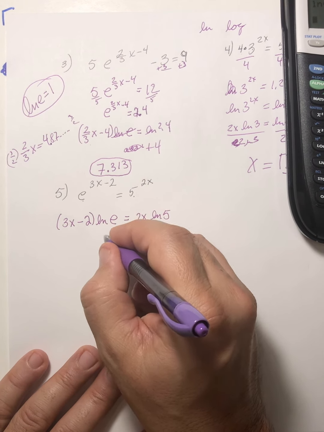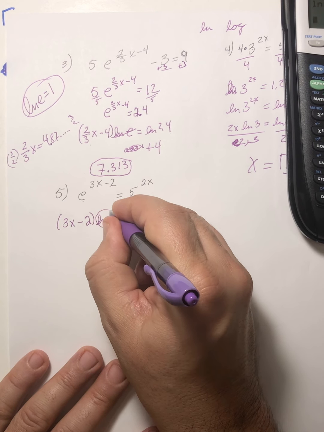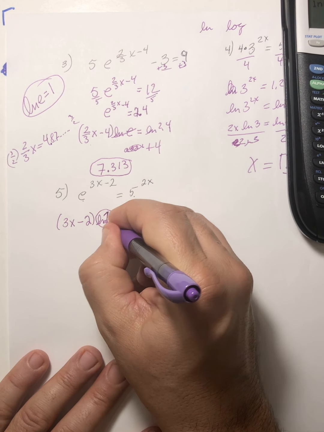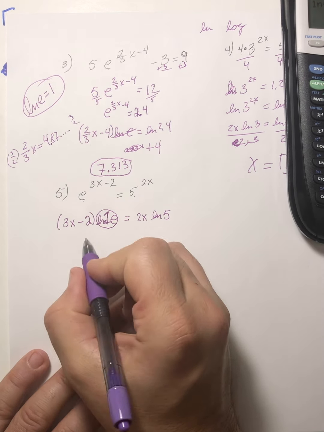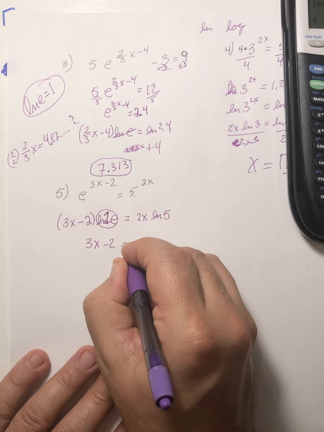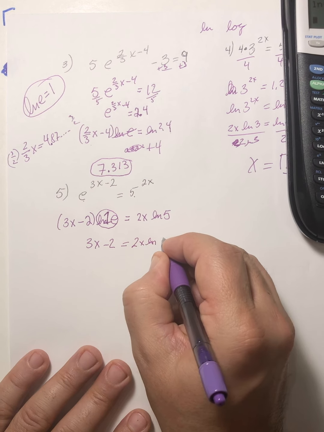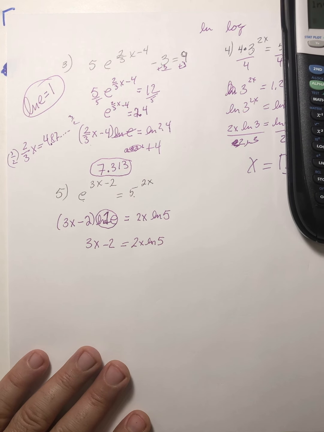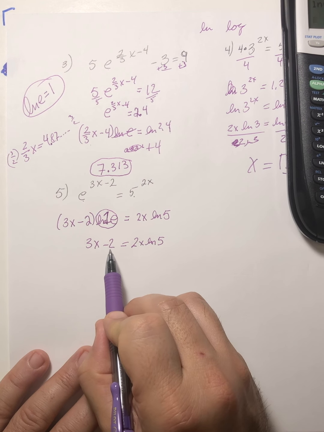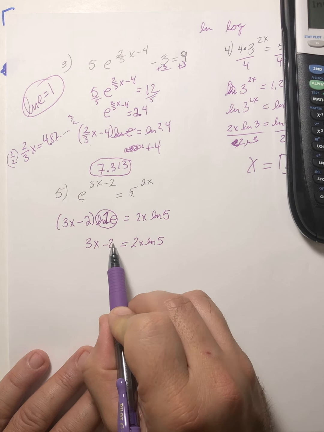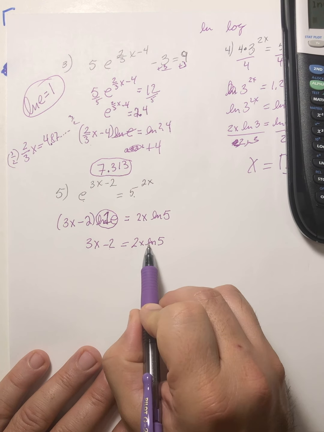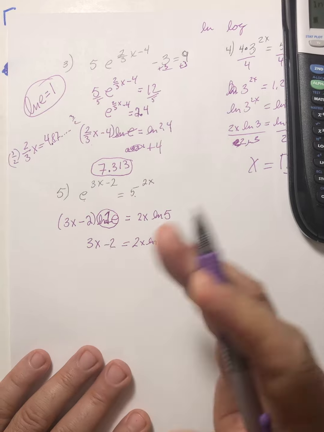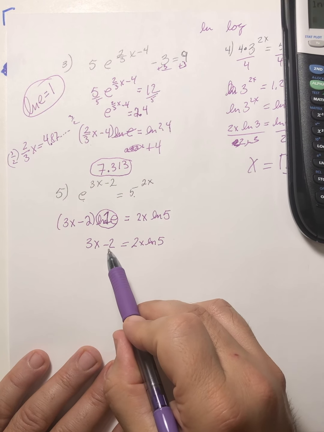So let me just rewrite this. Cross that out, and I'll just put a big fat 1 there so you guys can see that. So now I have 3x minus 2 equals 2x ln of 5. Just like when we did those other problems, don't you have x's on both sides? Yeah, so I've got to get all the x's on one side, all the numbers on the other side. In order to avoid a negative 2 here, I'm going to take this negative 2 and move it to the right, and then take this and move it to the left. Why? I don't know. I don't want to see a negative 2.